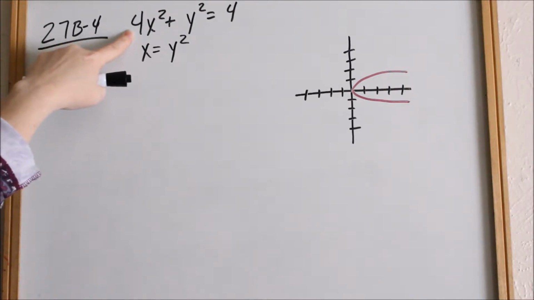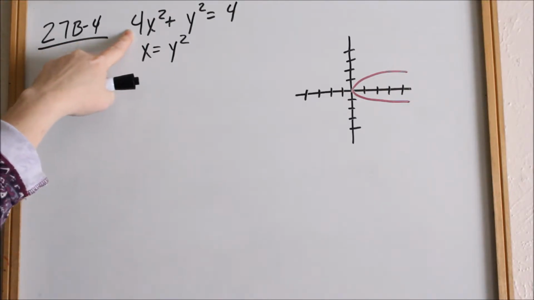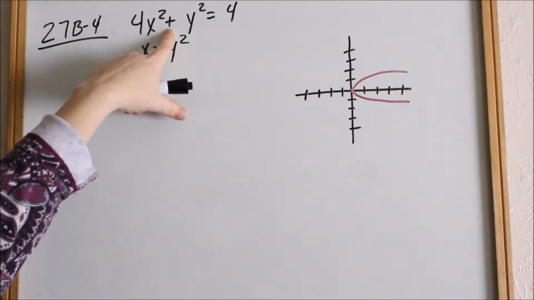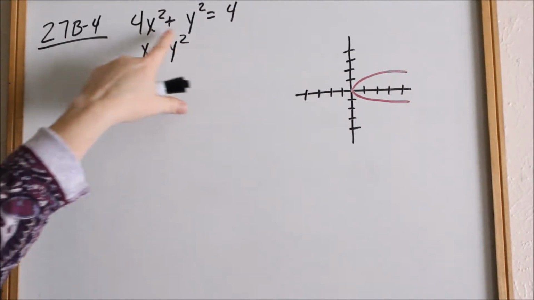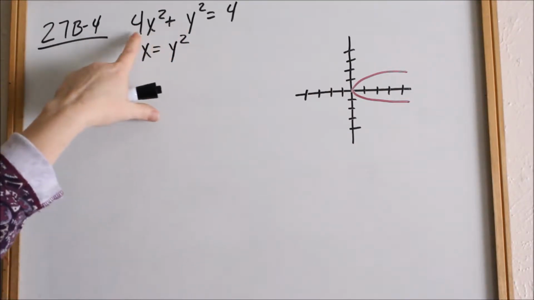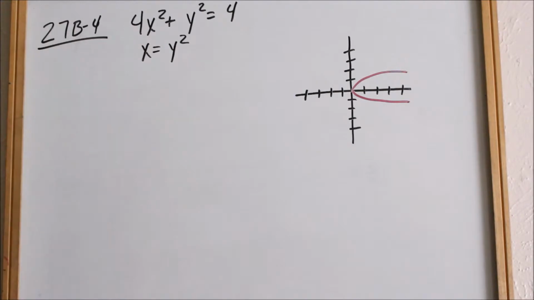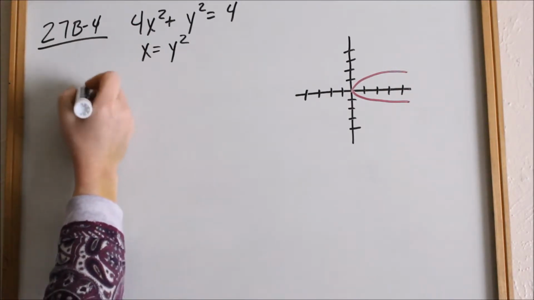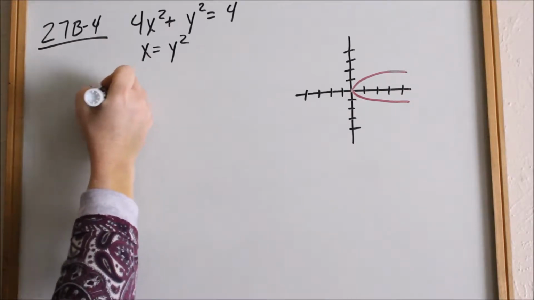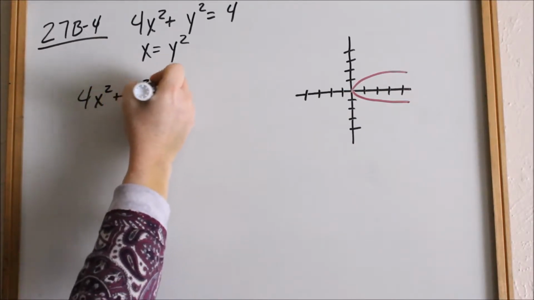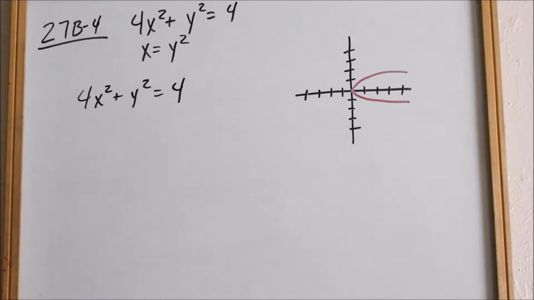When x is squared and y is squared and there's a plus sign in between, there's only two choices, ellipse or circle. My coefficients are different because this is a 1, this is a 4. When the coefficients are different, it's an ellipse. So when it's an ellipse, you have to determine your axis points or your extremities. So how do you do that?